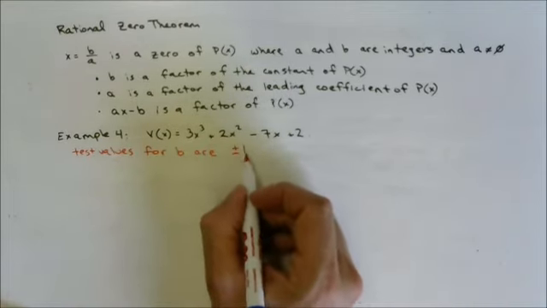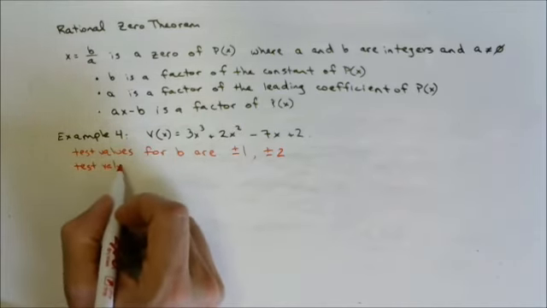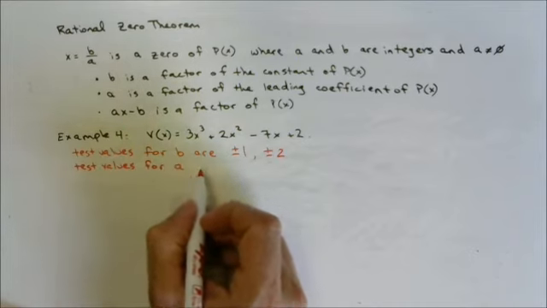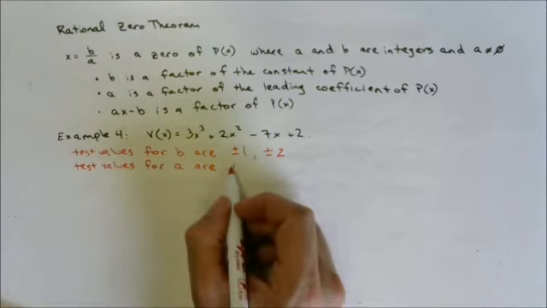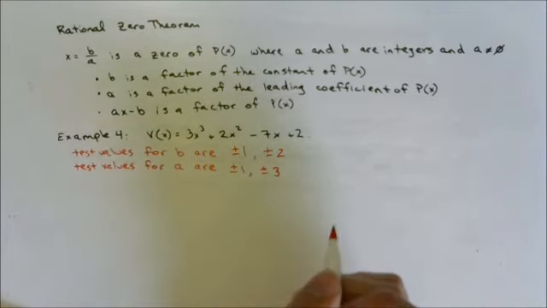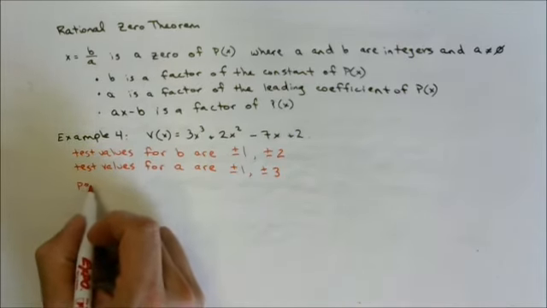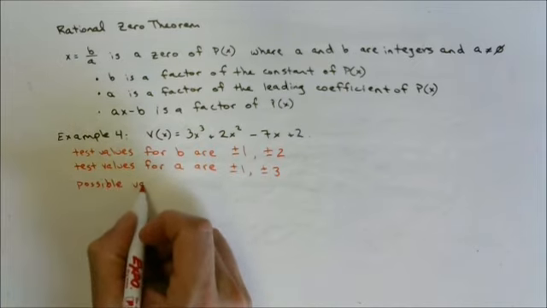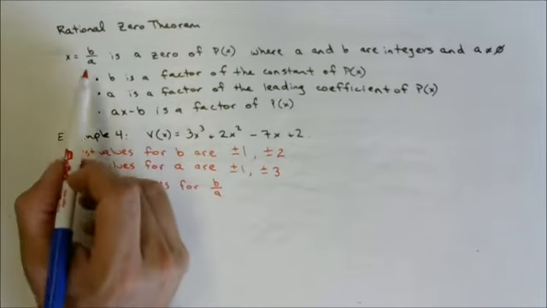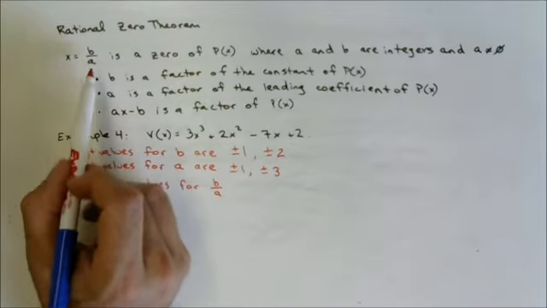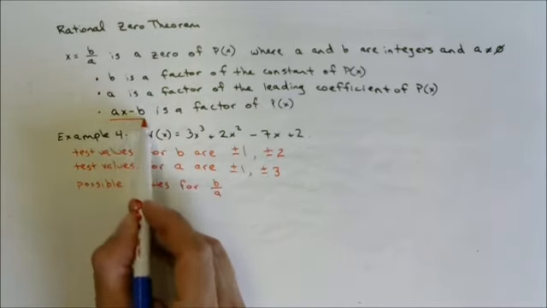So they're only plus or minus 1, plus or minus 2. The test values for a are the factors of the leading coefficient. It's plus or minus 1, plus or minus 3. Those are the only things it can be. So what we're doing is finding possible values for b over a, because that's what we're going to test. We're going to see which b over a is a 0 of p of x, and then that's going to tell us that this is a factor.